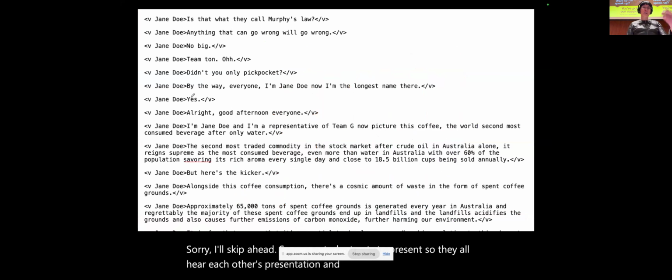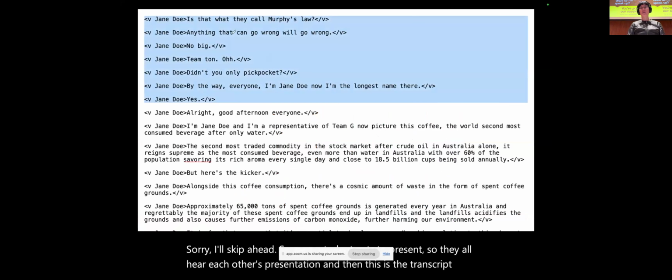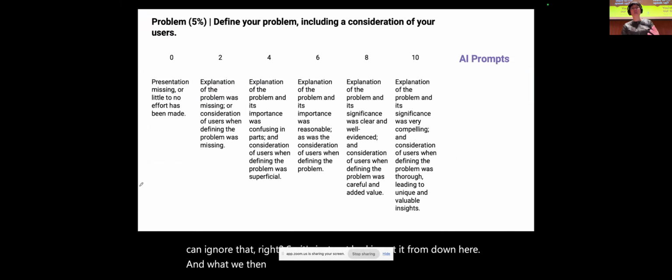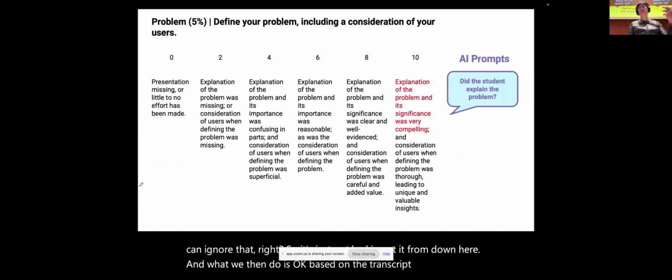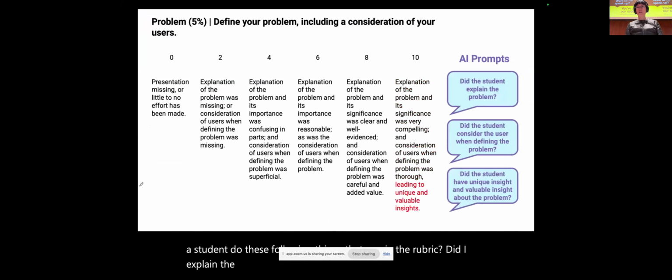And then this is the transcript. And notice that you do get a bit of banter in that transcript, but the AI can ignore that, all right? So it's just not looking at it from down here. And what we then do is, okay, based on the transcript, did the student do these following things that were in the rubric? Did they explain the problem? Did they consider the solution? And did the student produce any unique insight?